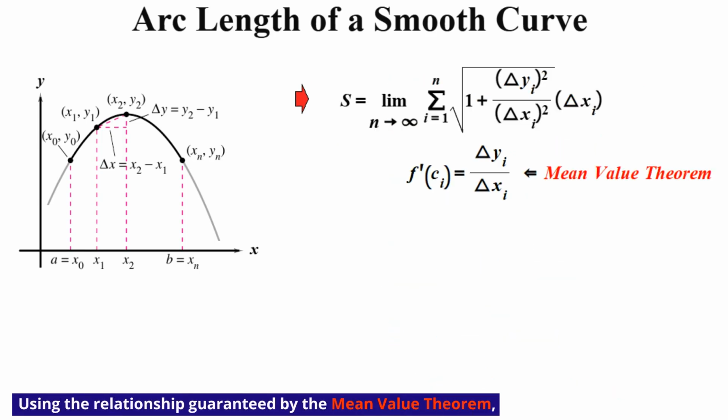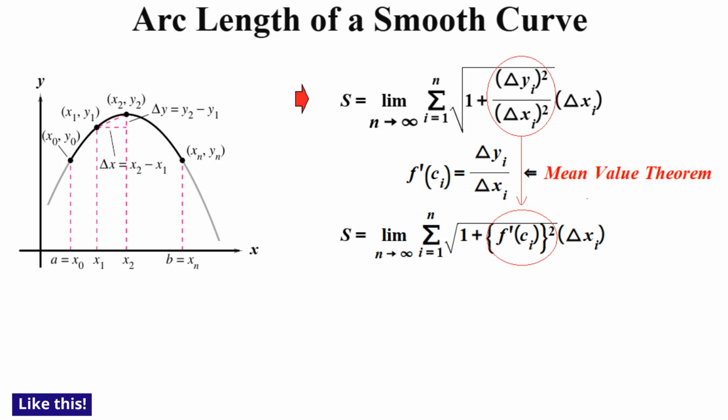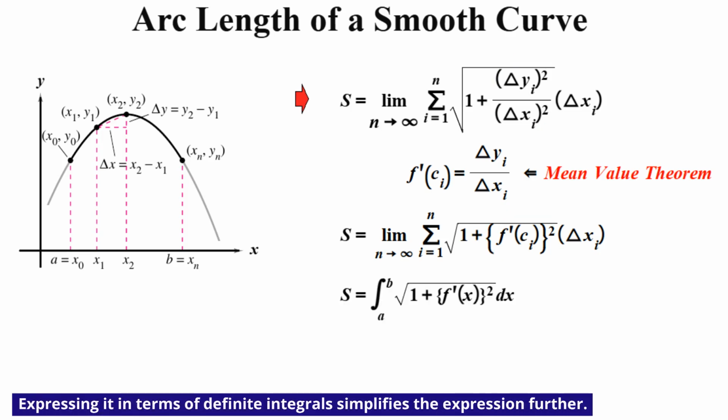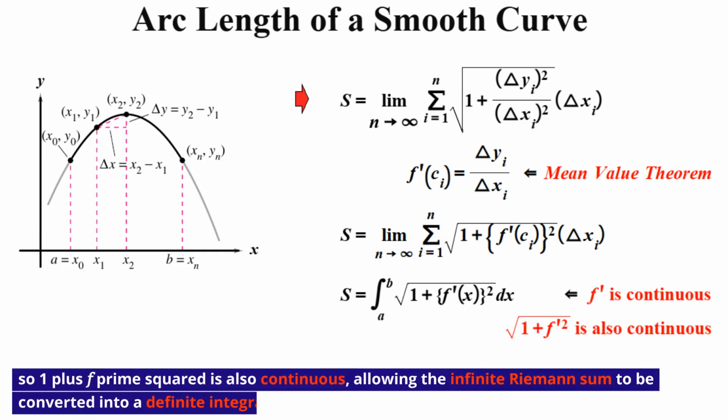Using the relationship guaranteed by the mean value theorem, delta y divided by delta x can be replaced by the derivative at x equals c, like this. Expressing it in terms of definite integrals simplifies the expression further. The reason is that the first derivative is continuous. So 1 plus f' squared is also continuous, allowing the infinite Riemann sum to be converted into a definite integral.